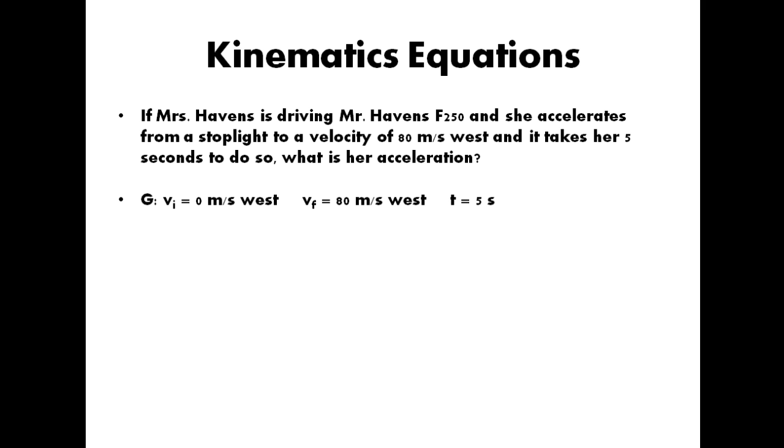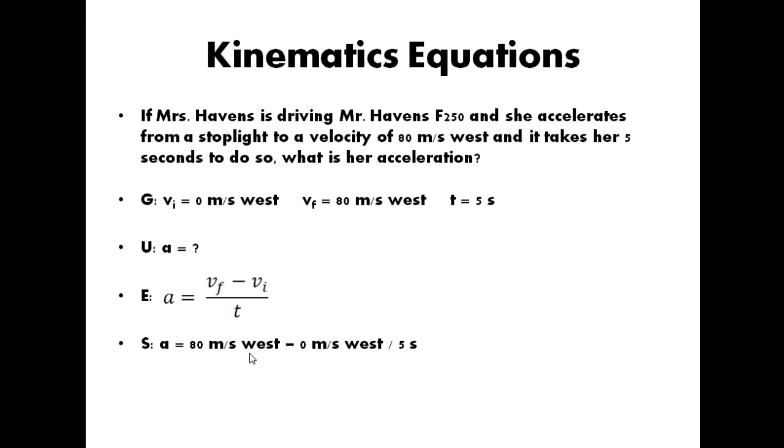But it said that she accelerates from a stoplight, which means she started from rest. So our initial velocity is 0. Her final velocity, because she accelerated from a stoplight to a velocity of 80 meters per second west, is 80 meters per second west. And our time, as it said, it takes her 5 seconds to do so. Time is equal to 5 seconds. Our unknown is we want to know the acceleration. So we write down our equation, and our equation is acceleration equals velocity final minus velocity initial divided by the time.